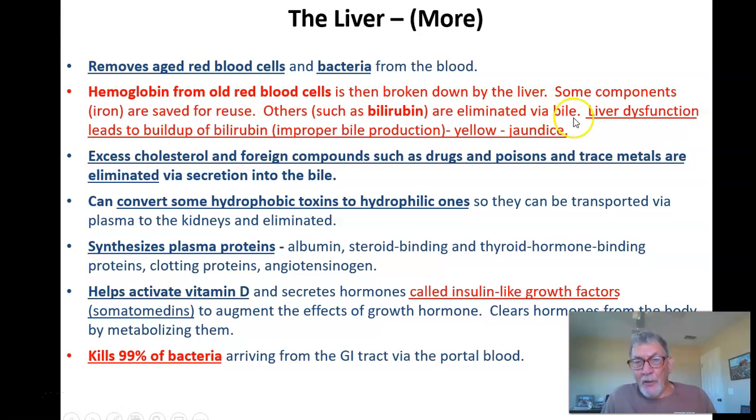People who have liver problems can't get rid of the bilirubin and they turn yellow. Jaundice is the buildup of bilirubin in your body. It makes your skin yellow. It makes your eyes yellow.